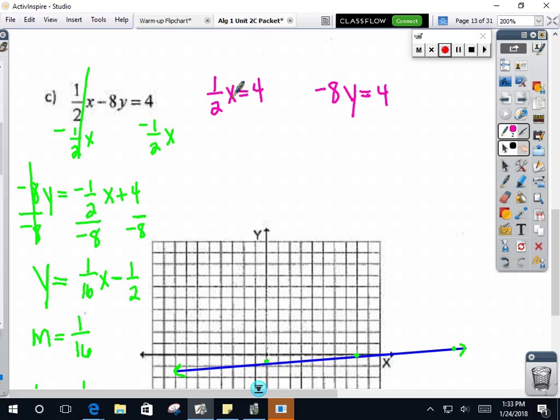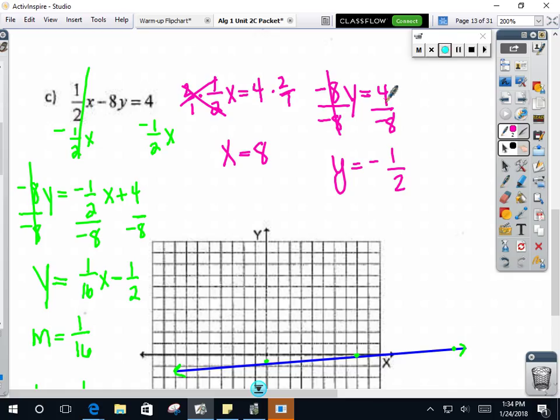To solve this one for x, what do we do? You can by what? Correct. Instead of dividing by 1/2, you can do keep, change, flip, and multiply by 2 over 1, which is just 2. And then you would do that to the other side. And you would get x equals 8, because 4 times 2 over 1 is 8. And then over here to solve for y, what would you do? Divide by negative 8, and you would end up with y equals negative 1/2. Remember, if the top number is smaller, you're going to have a fraction.